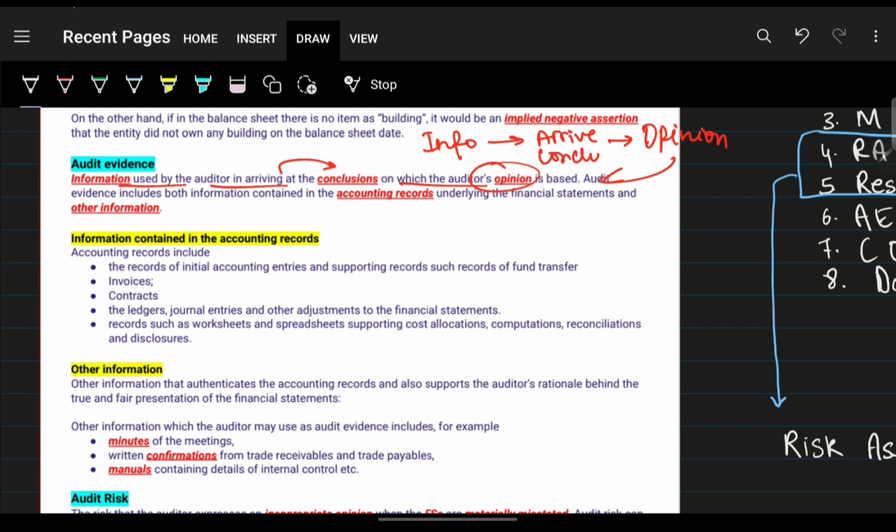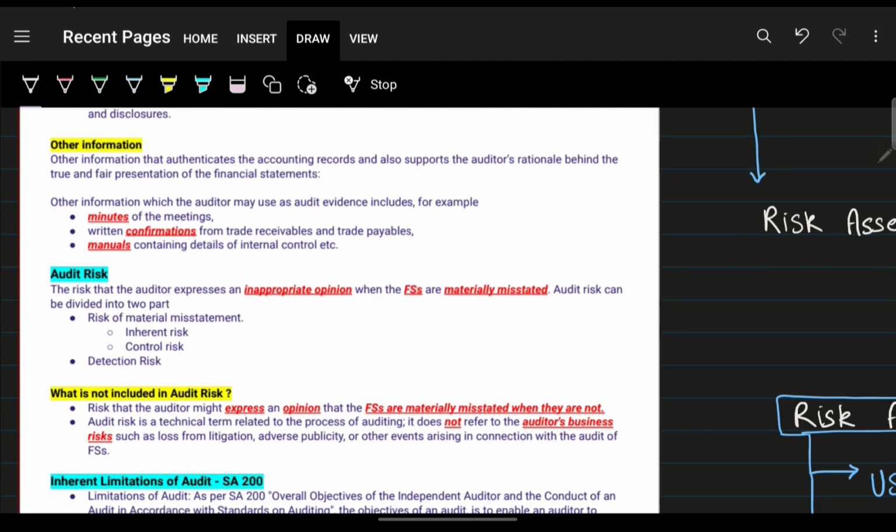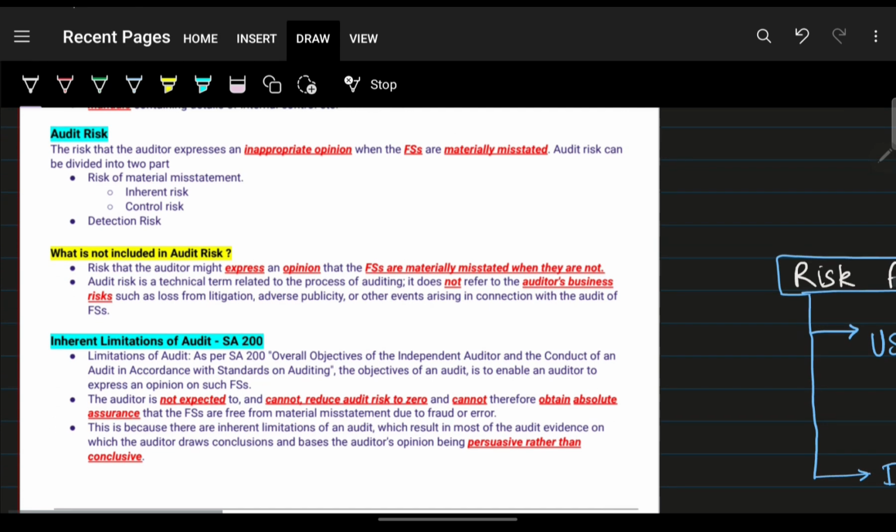Next, the audit evidence includes both information contained in the accounting records underlying the financial statements, and any other information. Now, as I told you, the accounting records can be whatever, like the invoices, contracts, ledger, journal entry, whatever is necessary for the process of accounting. Next, any other information includes minutes of the meetings, confirmations from the trade receivables, and the manuals containing details of internal control.